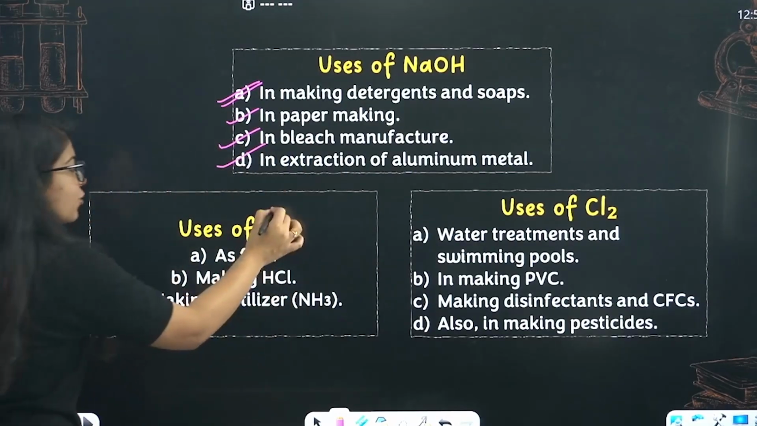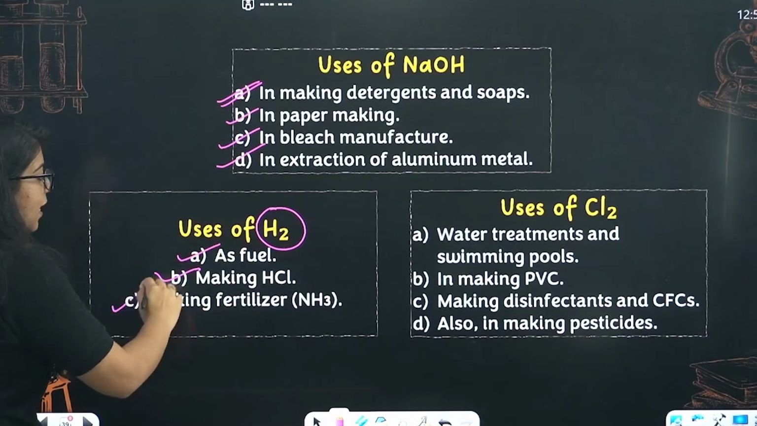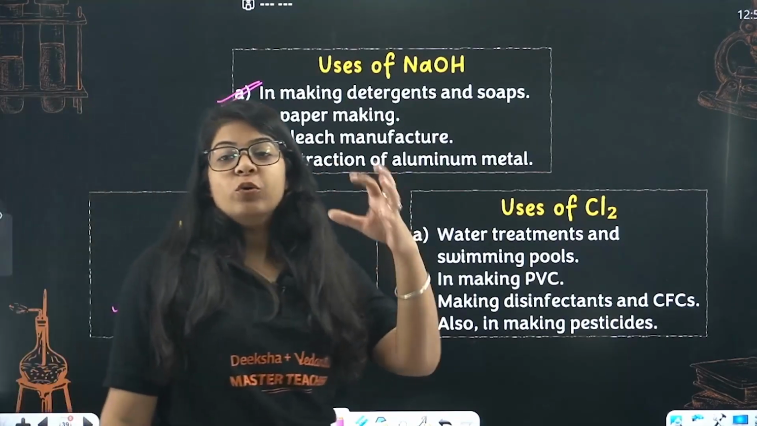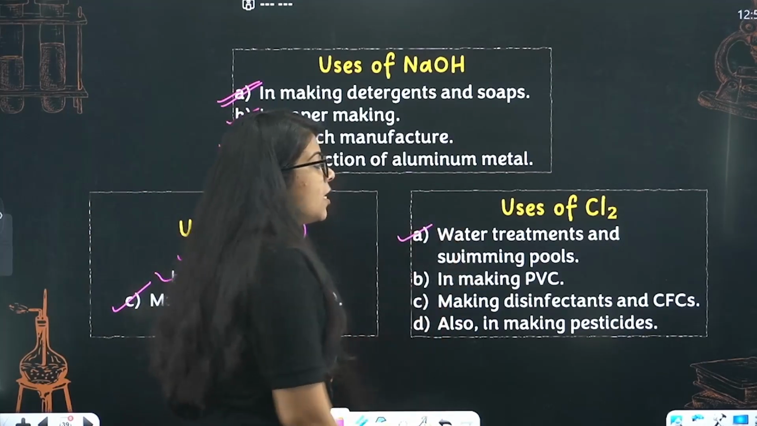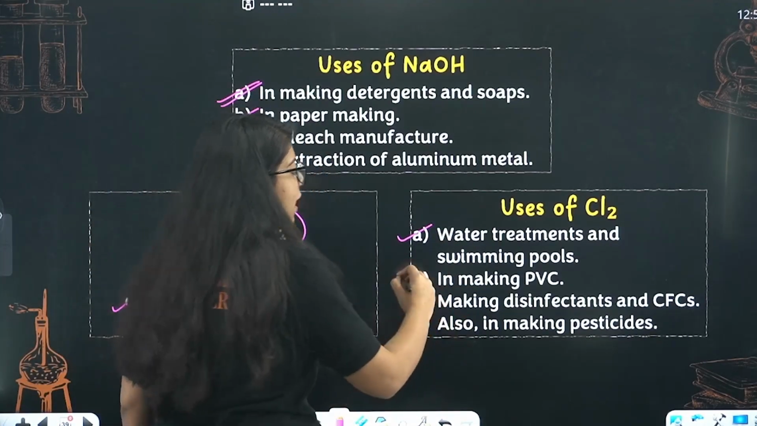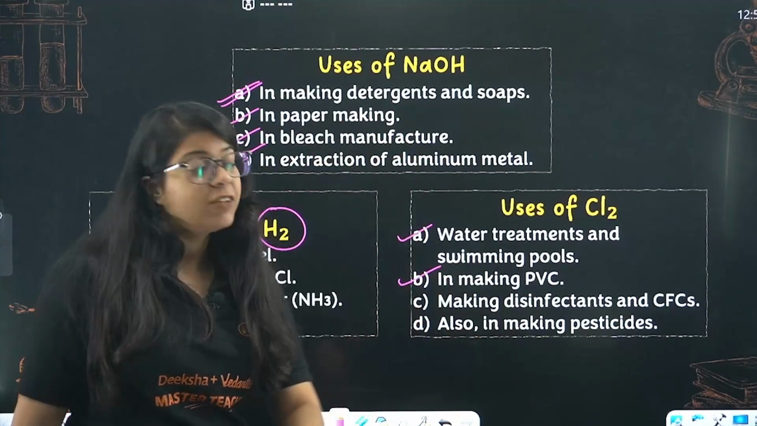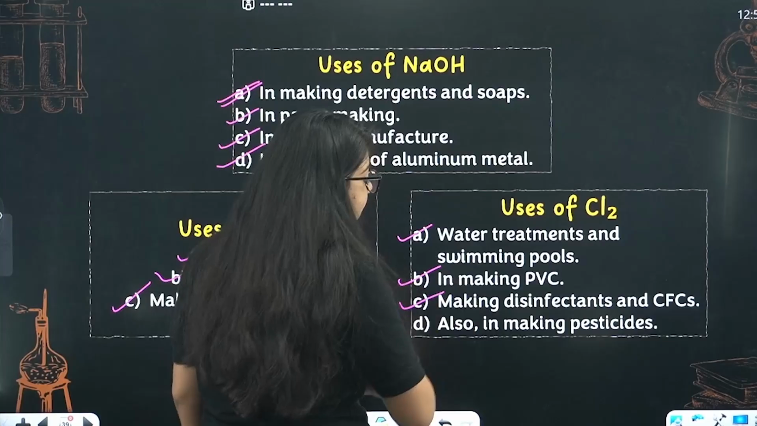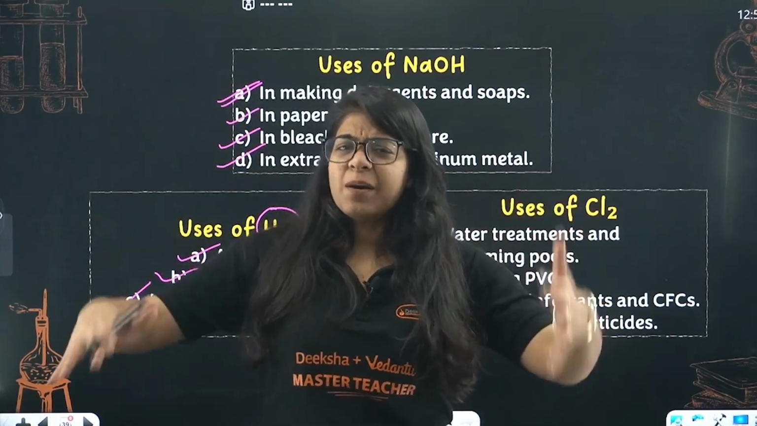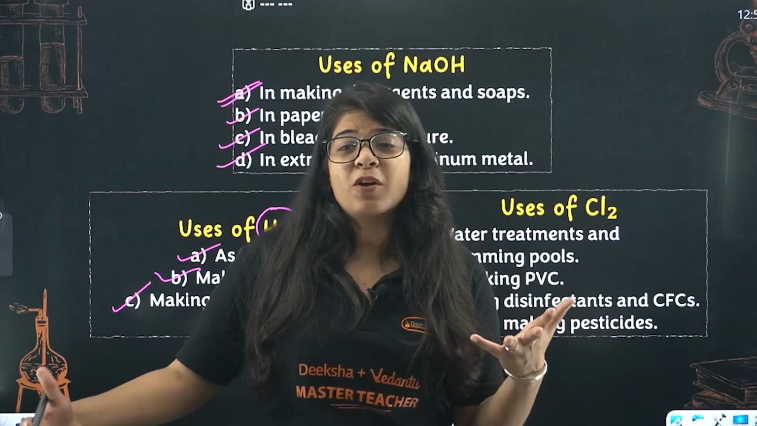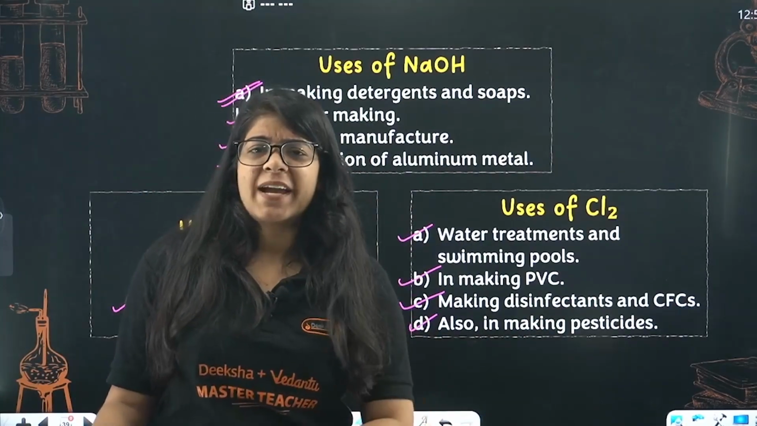Some of the uses of hydrogen: we use hydrogen as a fuel, in making HCl, an acid, and in making fertilizers like ammonia. And Cl2, chlorine, we use it for water purification in swimming pools, in water treatment, in making PVC, polyvinyl chloride, those PVC sheets a lot of people have in their homes, in making disinfectants, and also in making pesticides. Because they are basically for purification. So whatever things are used for purification: disinfectants, water treatment, swimming pools, pesticides, and PVC.